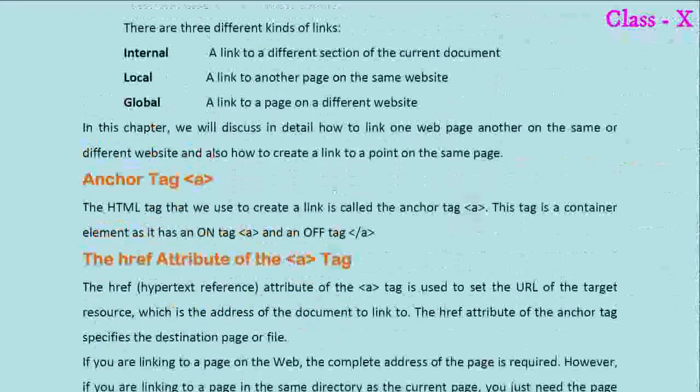Okay. There are three different kinds of links. First is internal, local and global. Internal link is what? It is a link to a different section of the current document. On the current document, you can jump to a different section. And local link is what? A link to another page on the same website. From the same website, you can move or jump to another page.